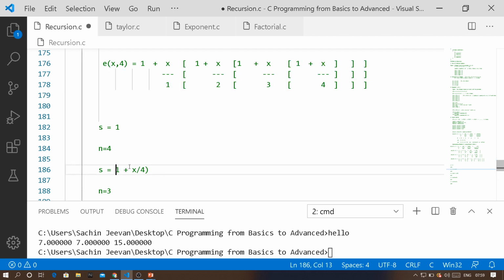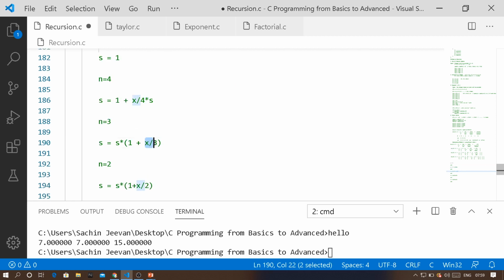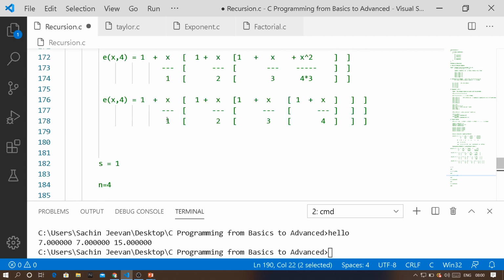So this s should not be multiplied for both your 1 and x divided by 4. It should be only multiplied for your x divided by 4. Only with this x divided by 4 you have to be multiplying. So we have written the expression. That is why expression is very important.